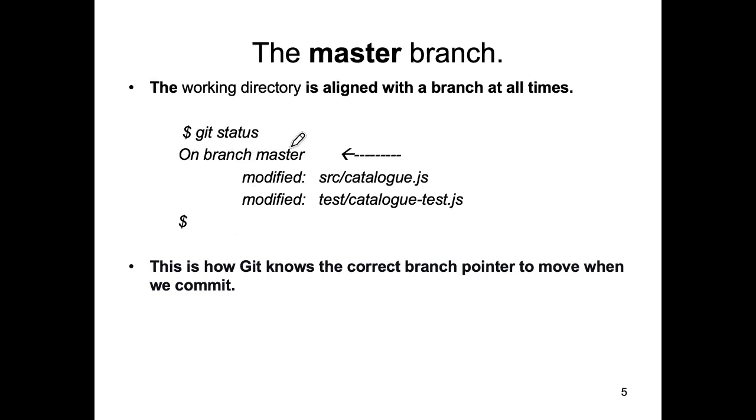So if you've got multiple branches in your repository, how does Git know, when you do a commit, which branch file it should update, which branch pointer it should update? Well, it's whatever it knows to be the current branch, if you like. And we'll see in a moment how it knows what the current branch is. By the current branch, I mean the branch that your working directory is aligned to. So this is how Git knows the correct branch pointer to move when you do a commit.